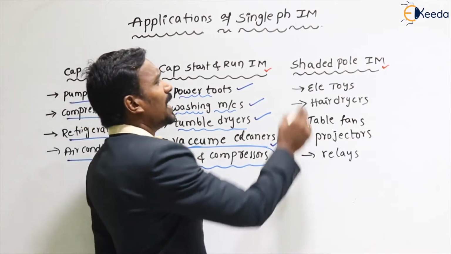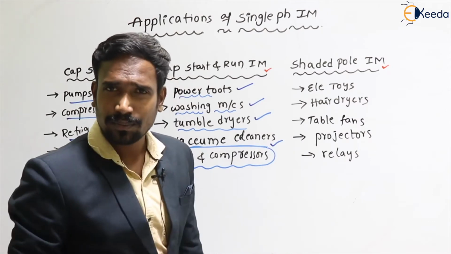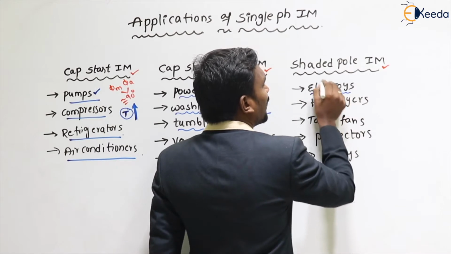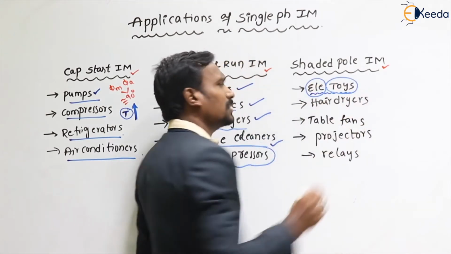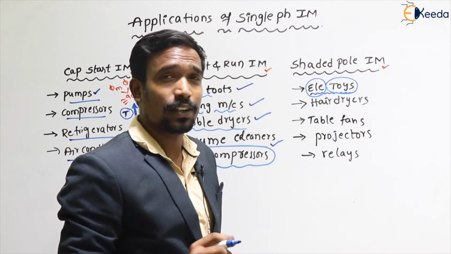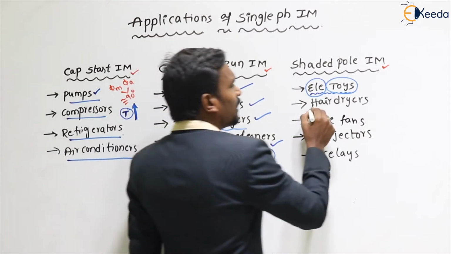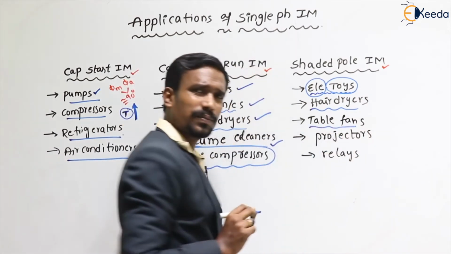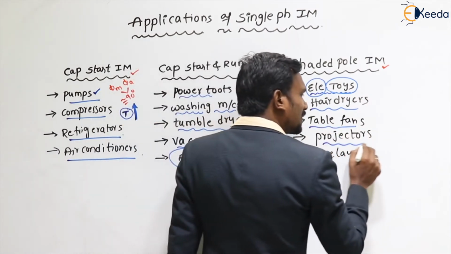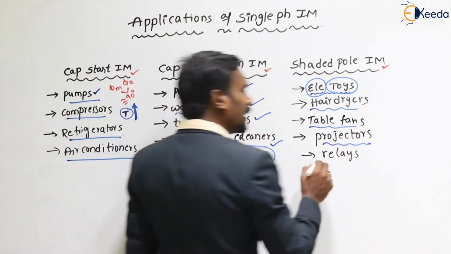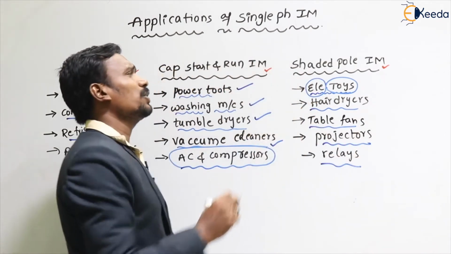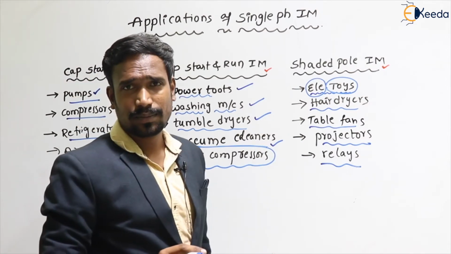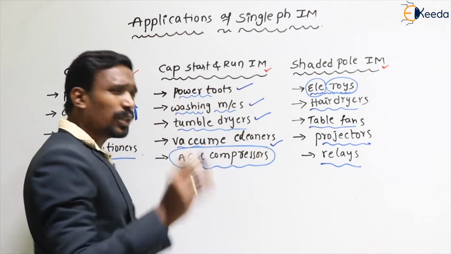Next one, shaded pole induction motor. The shaded pole induction motors are used in small electric toys, children's toys, hair dryers, table fans, projectors, projecting machines, and relays. Like that we are using shaded pole induction motor, very important.